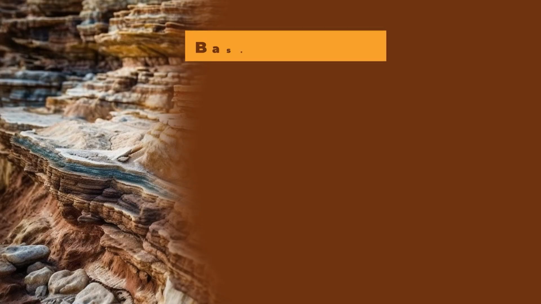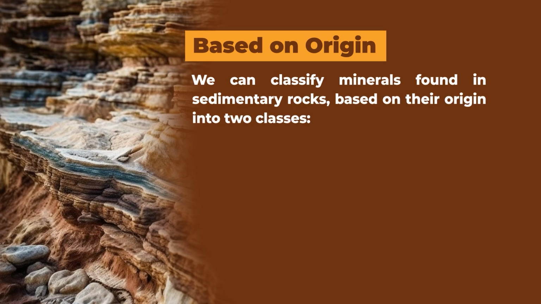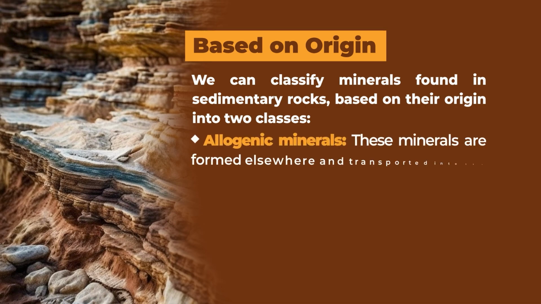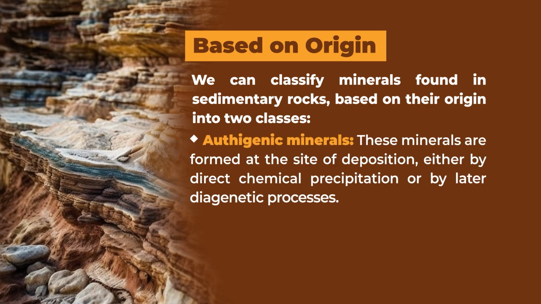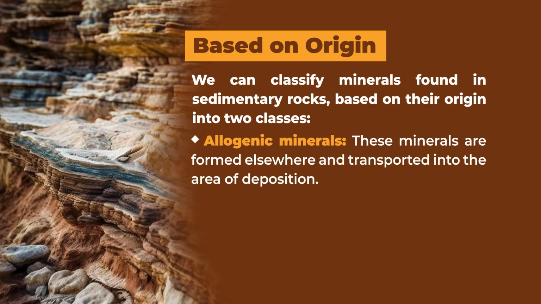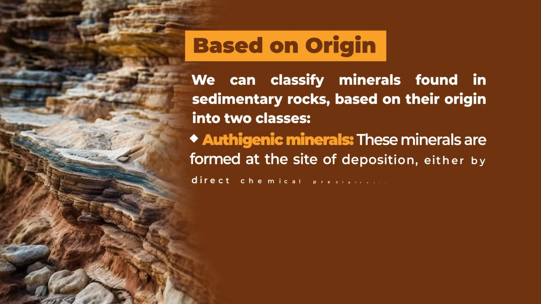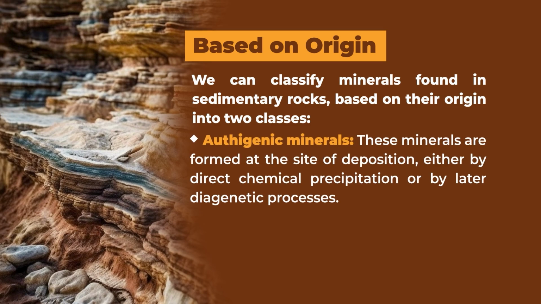So, now let us discuss the classification based on the origin. We can classify minerals found in sedimentary rocks based on their origin into two classes, that is the allogenic minerals and orthogenic minerals. Allogenic minerals are formed elsewhere and they are transported into the area of deposition. And orthogenic minerals are formed at the site of deposition either by direct chemical precipitation or by later diagenetic processes.